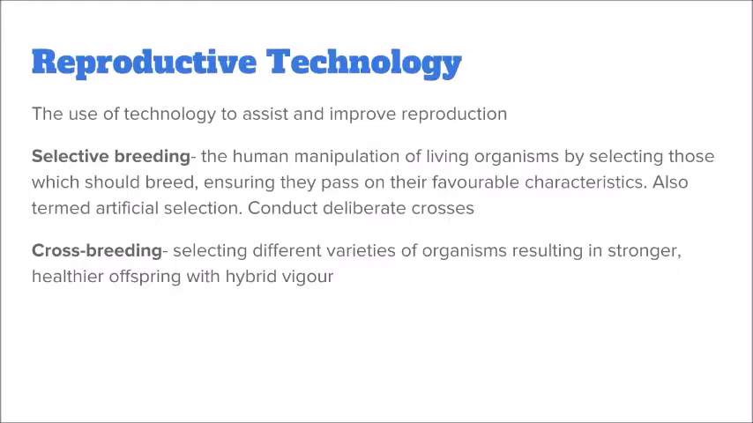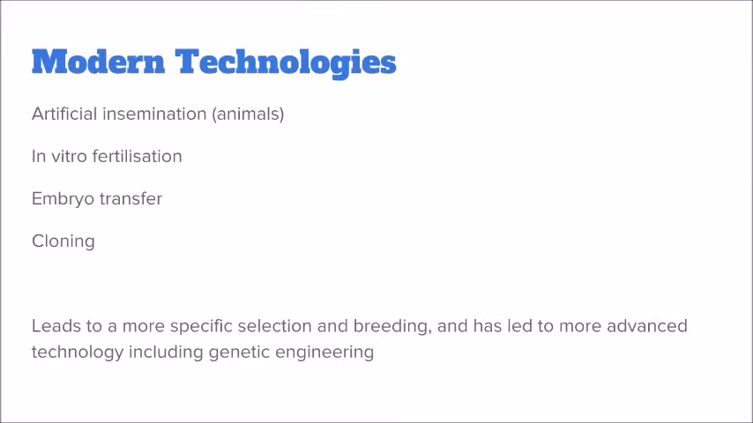So reproductive technology is any use of technology that can assist or improve our reproduction rates. We can talk about selective breeding, where there's human manipulation of living organisms to pass on what we call favourable characteristics, and that's a deliberate process that we conduct. And then there's crossbreeding, where we select different varieties, resulting in offspring with hybrid vigour.